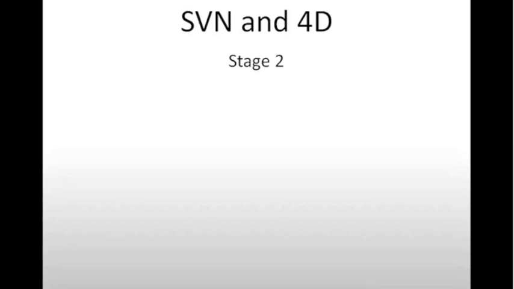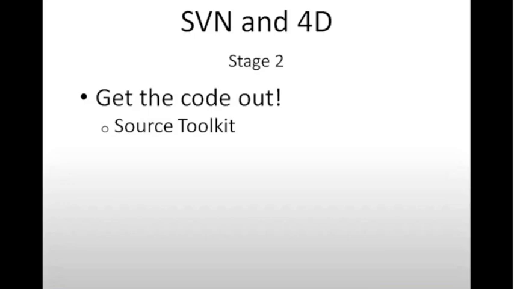But really, the point of this webinar is what I'm calling stage 2. With 4D v13, we added a feature called Source Toolkit. The key thing about Source Toolkit is it allows you to export all of the methods in the database and get them into text files. As I said, revision control software is almost always based around text files. So if we can get all the code out of the database and onto disk, now we're really getting somewhere.